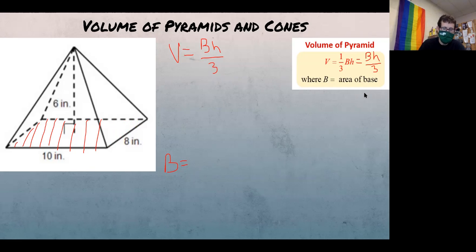So knowing that, let's get the area of that base. And what is our area formula for a rectangle? Base times height. So when we're talking about the base and the height here, we're talking about a rectangle that's 10 by 8. So what would my base be?